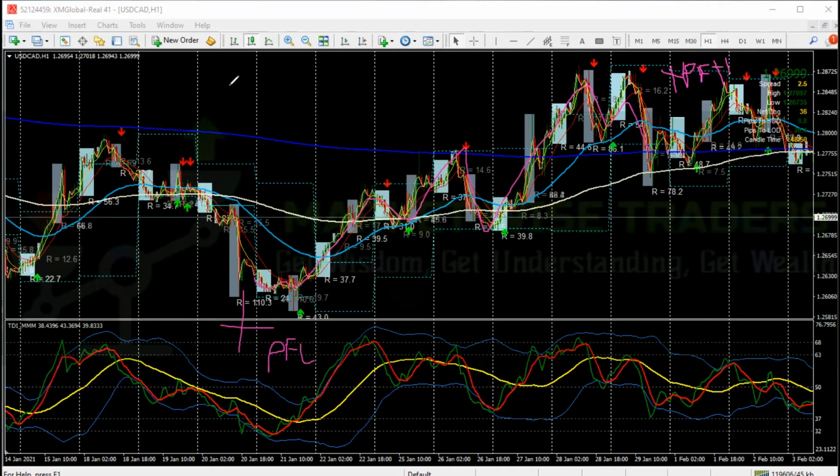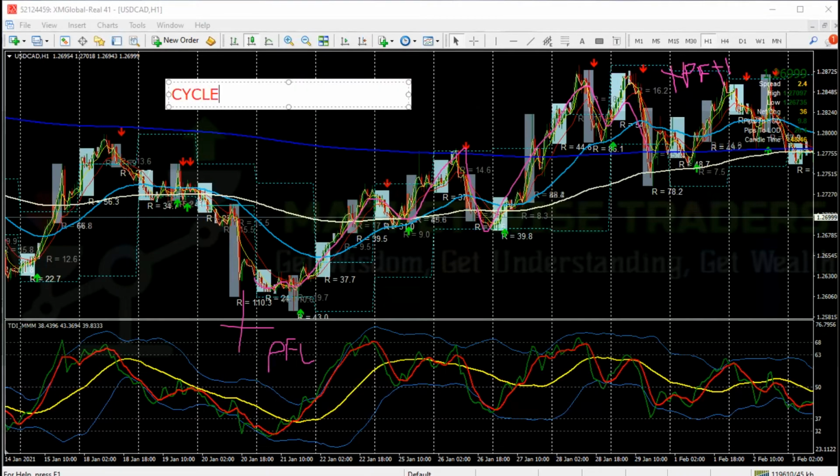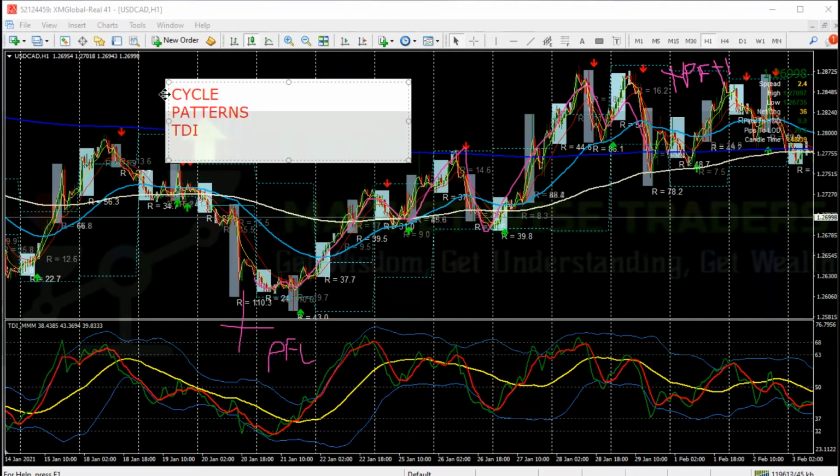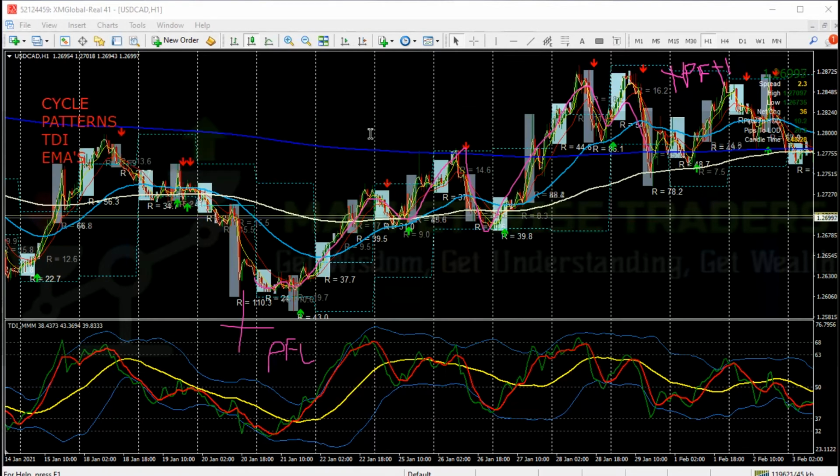As I said, we can use the cycle, patterns, the TDI, and the EMAs to discover a peak formation high or peak formation low. Let me get my annotate. Let's look at the cycle. This was the cycle. When the cycle is complete, you can say you're expecting a peak. Here we would have seen one push, a second push, and that was the third push. So already we could say we're expecting a peak. That's how you identify a peak with the cycle.